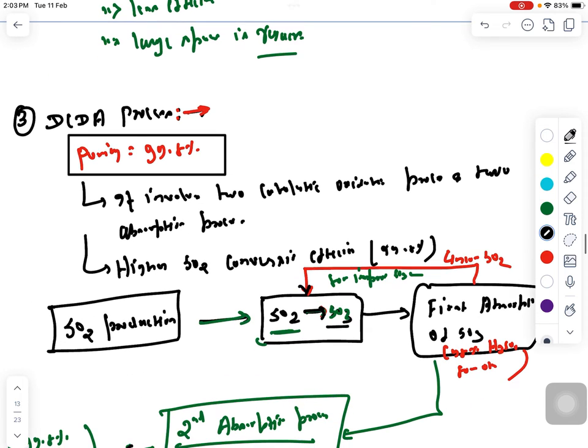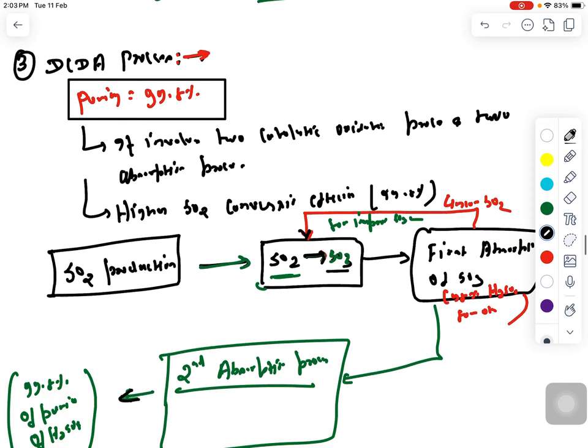Now coming to the DCDA process, here I'll only mention that it is able to produce 99.8% H2SO4, and it involves two catalytic converters.